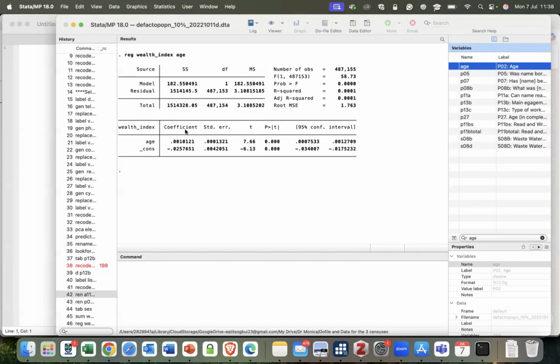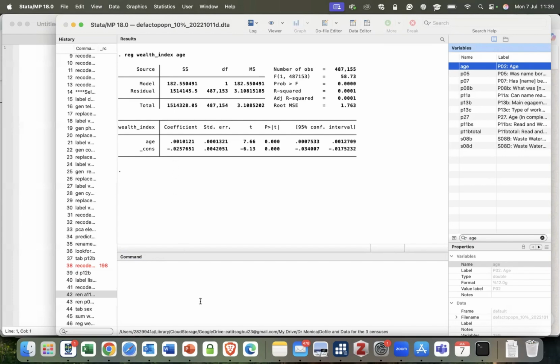What it means here is that the wealth index increases by 0.001 for every unit increase in age. So if there's an additional age, or if your age increased by 1 year, or if you grow by 1 year, it means that your wealth status or your wealth will also increase by 0.001 units.